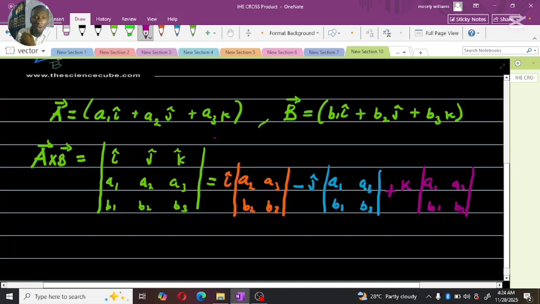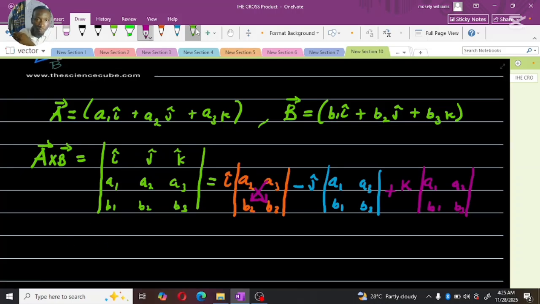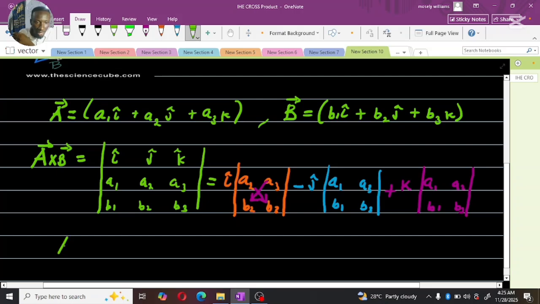Now when we have 2 by 2 matrices like this, their determinant is just the difference of the product of their diagonals. So what am I saying? It means that A cross B will be equal to, now we have i from here.